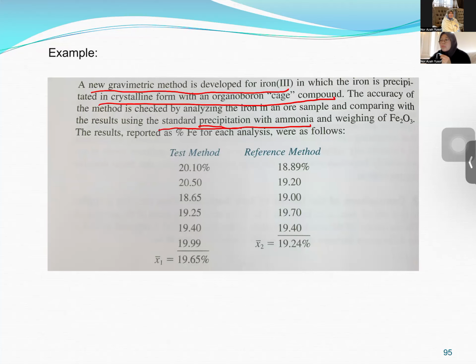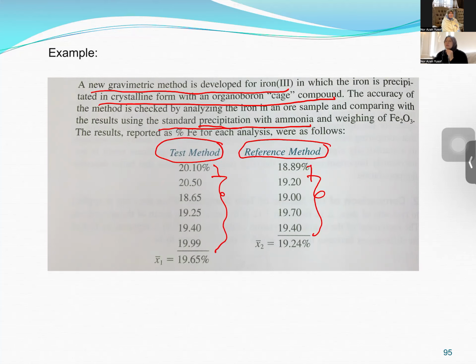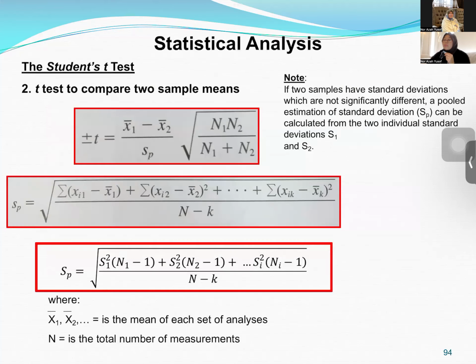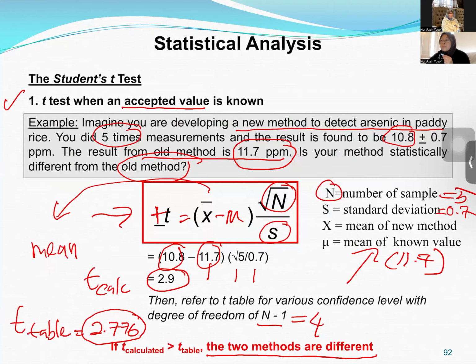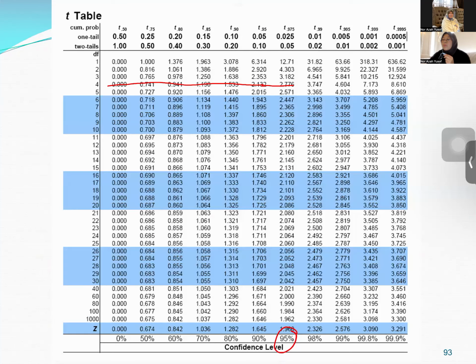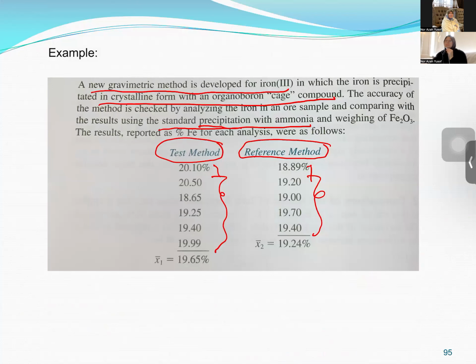So these are the results by the newly developed method, and this is your reference method, the precipitation with ammonia. You can see that their numbers of observation are not the same. Now, you do not have one acceptable value, like 11.7 in the previous one. Instead, you have two different sets of data.